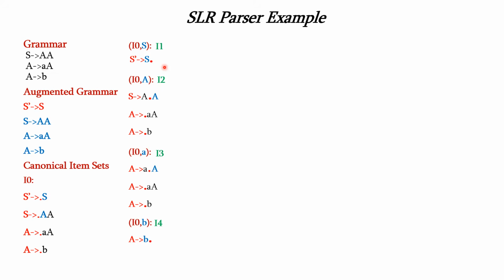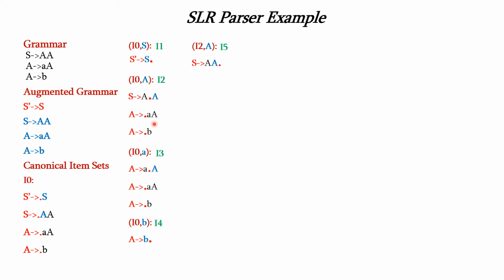Coming to the item set 1, we cannot expand it further. So we have to consider item set 2. In the first production, we have the dot before the variable A, so consider I2 comma A. Move the dot one position to the right in this production, so we can make it S tends to AA dot. The dot is at the end of the production, so it is not further expandable. Let this be the new item set, that is I5.